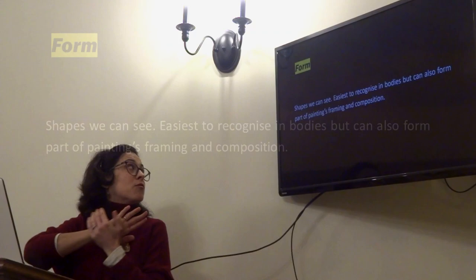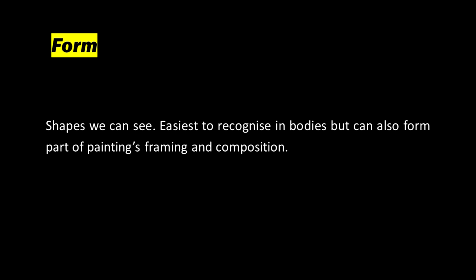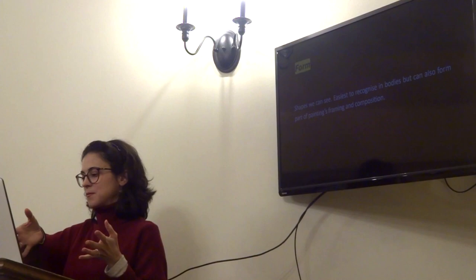Then form is the shapes we can see. So it is the element of shape among the various elements that make up our work. And until the emergence of modern art, when color became sort of the rival of shape, of form, form was the most important element in a painting, and color came after.